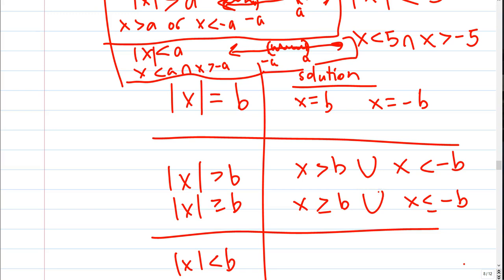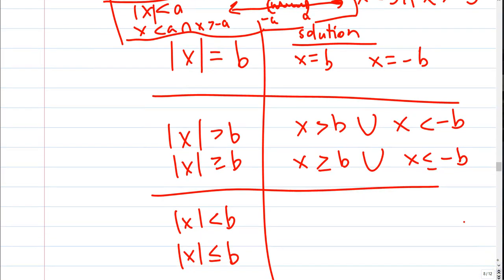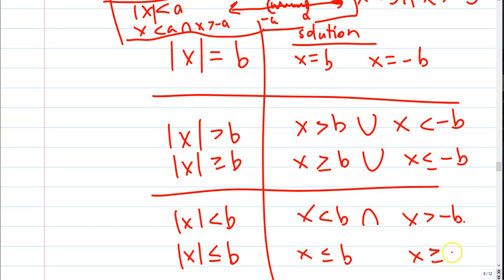Okay? If it's less than, x is less than b, x is greater than negative b, that one flips. Less than the positive, greater than the negative, tend to be ands, 99% of the time. Okay? What if there's a greater or less than or equal to? Same exact answer, just the equal to.